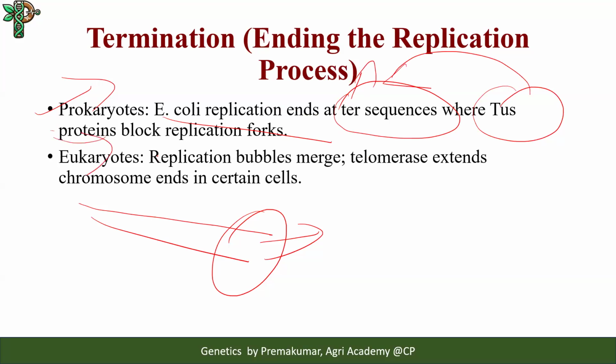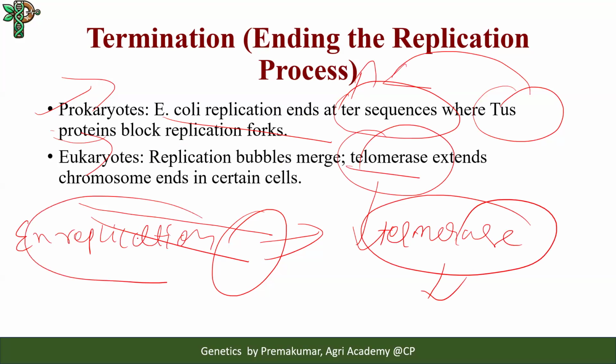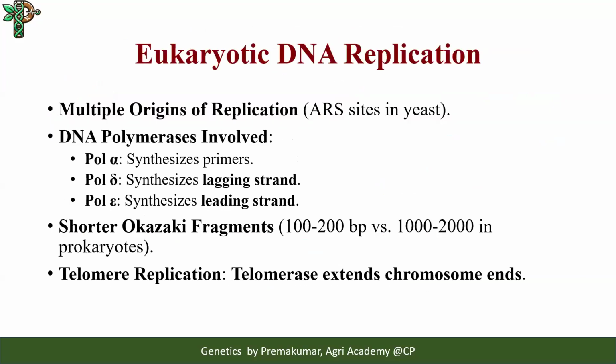But in eukaryotes, it's very problematic because here we require a special type of enzyme called telomerase enzyme. It's very, very important. Like in eukaryotes, there is a problem called the end replication problem. The end replication problem is actually solved by this enzyme, telomerase. How it occurs, we will discuss in a coming slide.